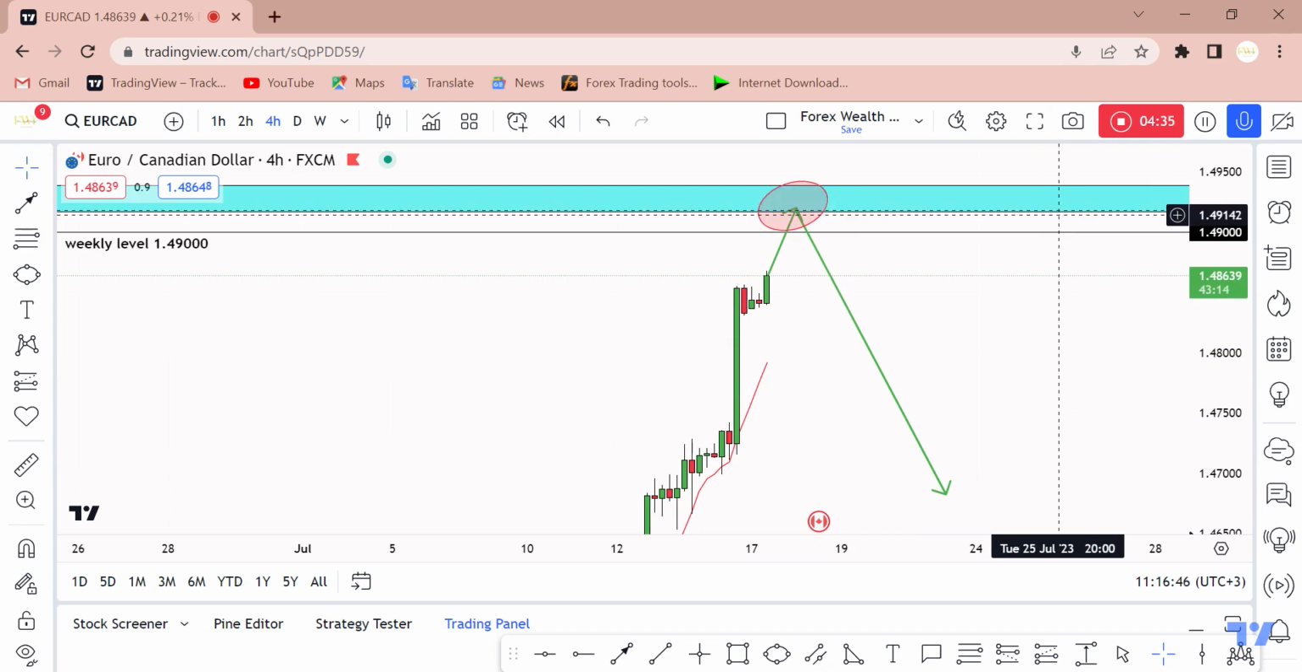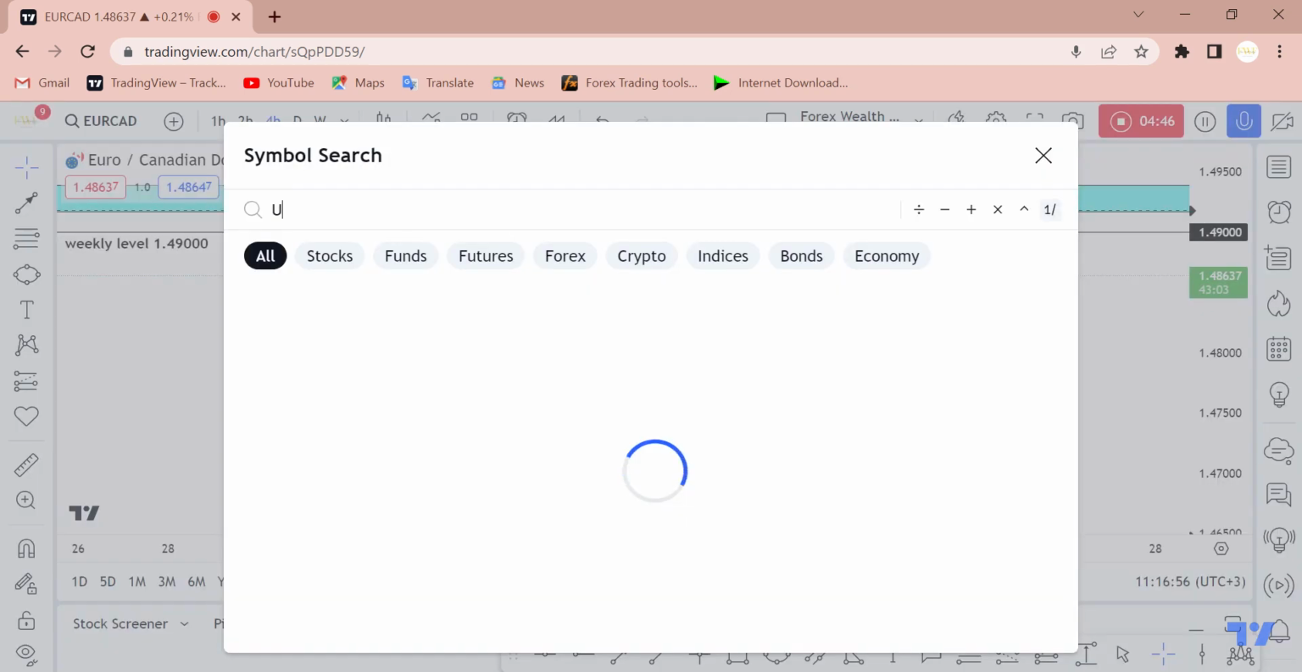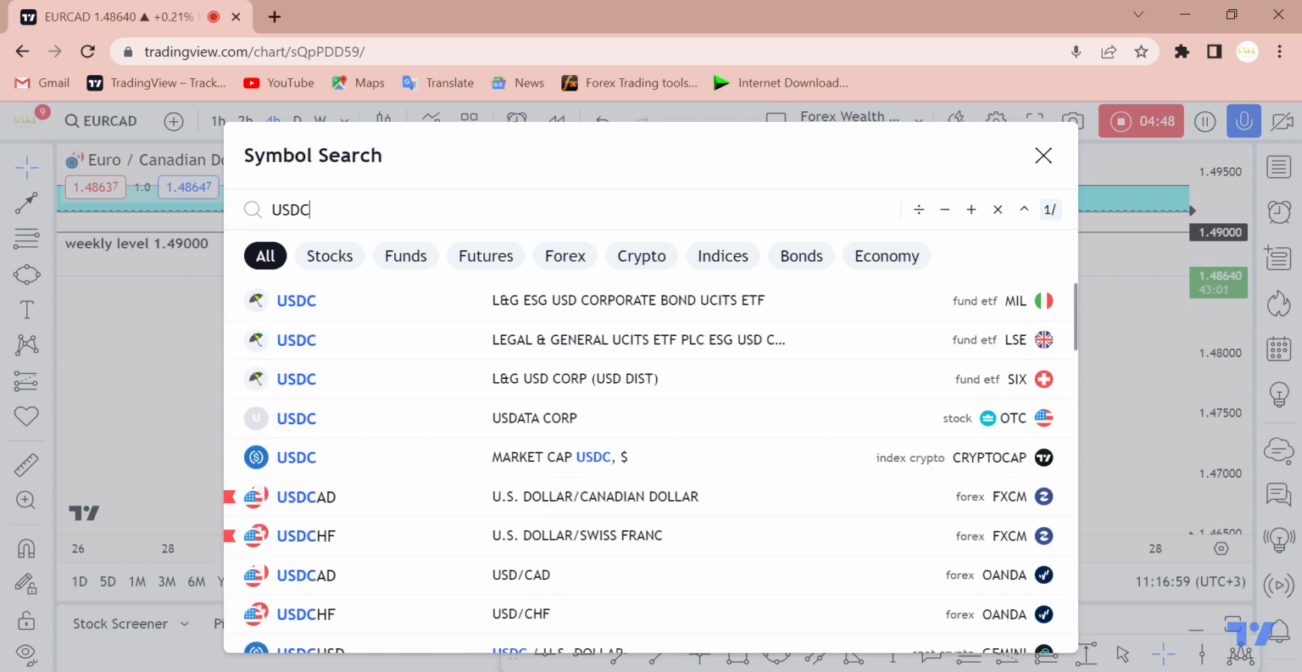So we're going to wait for a good bearish price action around this area, which will be at 1.49150, and this will be a great area to sell EURCAD with a bearish price action. This is my second pair on my watch list. My third pair would be USDCAD.